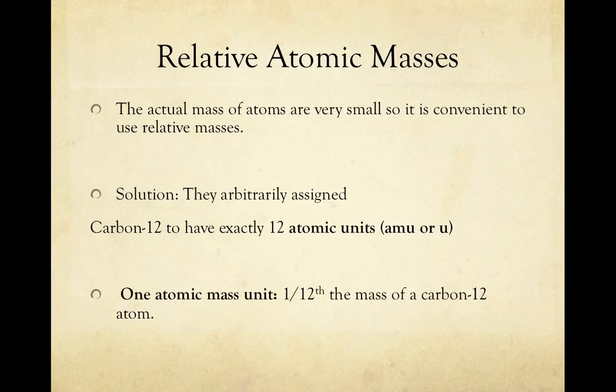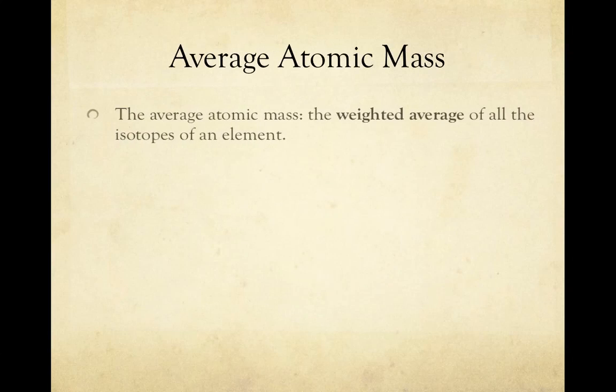So 1 atomic mass unit is 1/12 the mass of a carbon-12 atom. So a proton has 1 AMU, a neutron has 1 AMU, and then remember, electrons are so small that we pretend that they're 0.